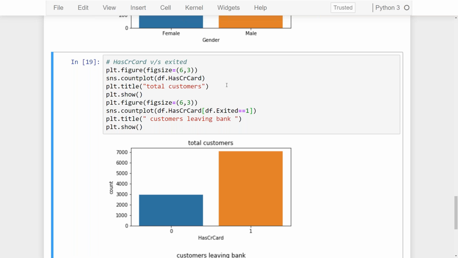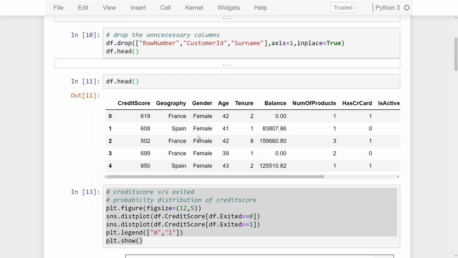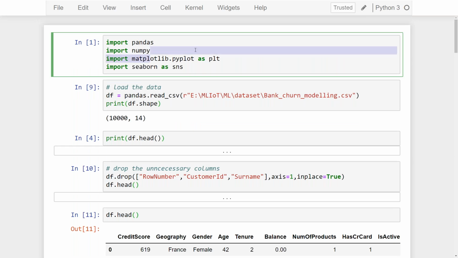Go ahead. PLT, Matplotlib, and Seaborn are the packages that we have imported earlier, right? So we can see that on the top. We imported matplotlib.pyplot as PLT, and we imported Seaborn as SNS.